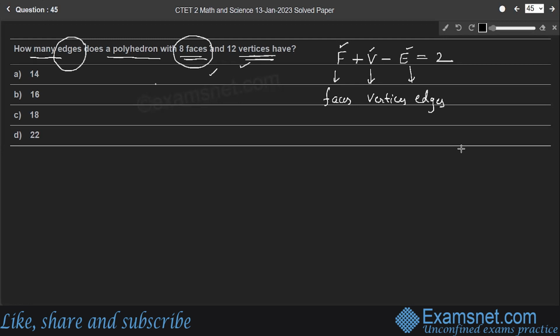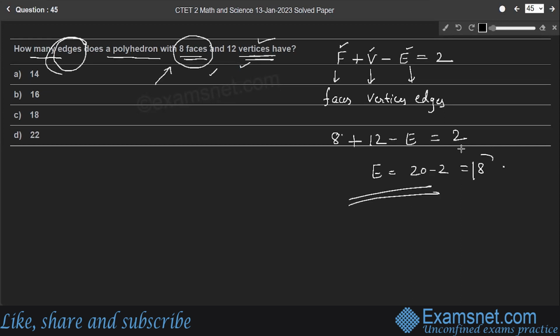right? So in the given polyhedron, there are 8 faces. So we'll consider F as 8 and 12 vertices. 8 plus 12 minus E, number of edges, is always 2, right? Here we need number of edges. How many edges does this polyhedron have, right? Therefore, number of edges becomes, 8 plus 12, 20 minus 2, which is 18, right? So the given polyhedron has 18 edges. Therefore, option C is the right answer.